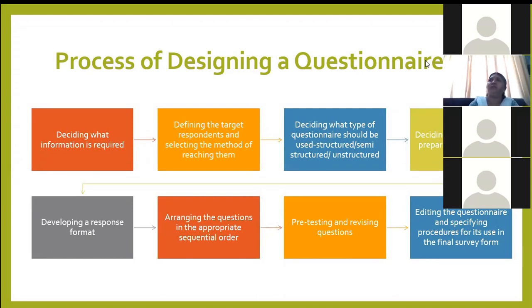Most often, researchers doing PhD work may use structured or semi-structured questionnaires, because most often we may be in need of both qualitative and quantitative information, particularly quantitative information. So we have to go with structured or semi-structured questionnaires. So as a third step, we have to decide what type of questionnaire should be used.